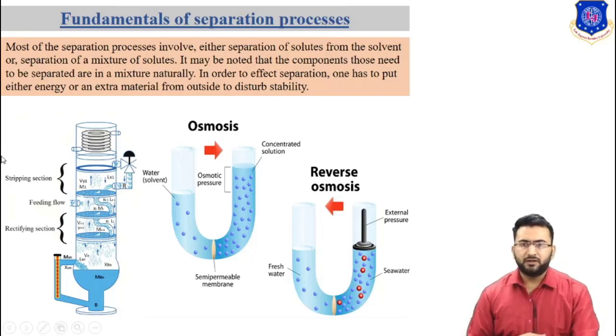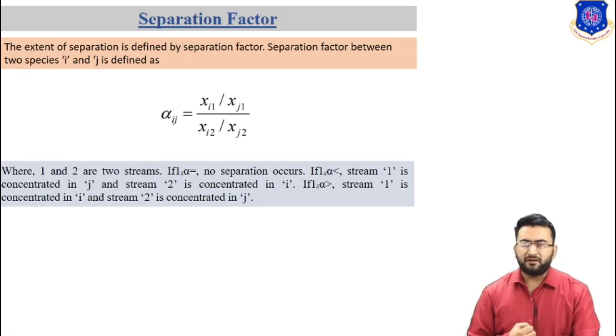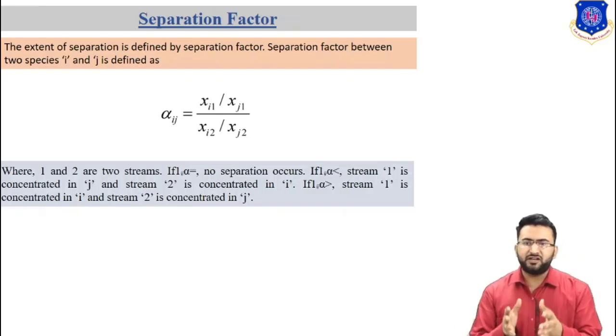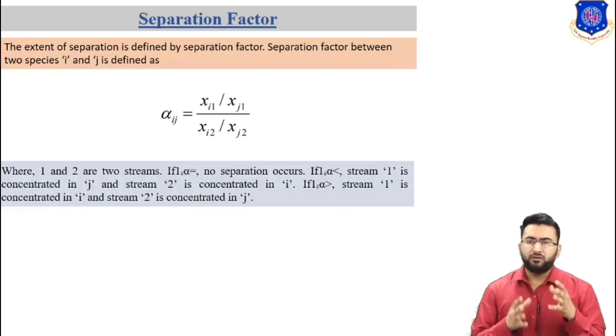Now let's talk about the separation factor. Due to that, separation becomes possible. The extent of separation is defined by the separation factor. The separation factor between two species I and J is defined by this equation, where 1 and 2 are two streams.